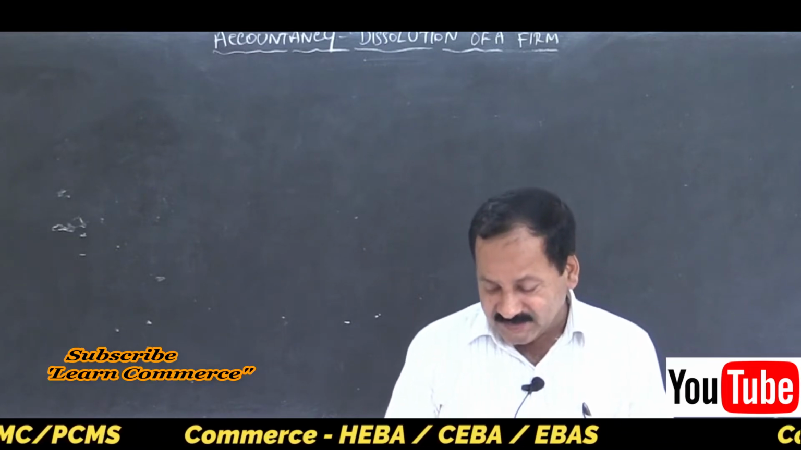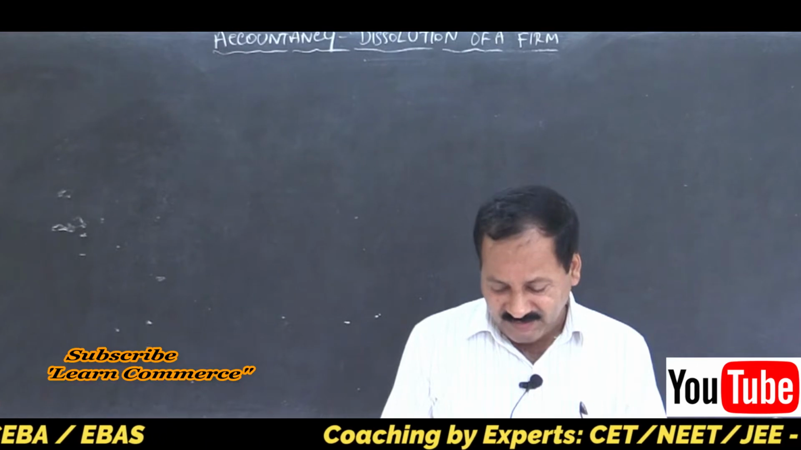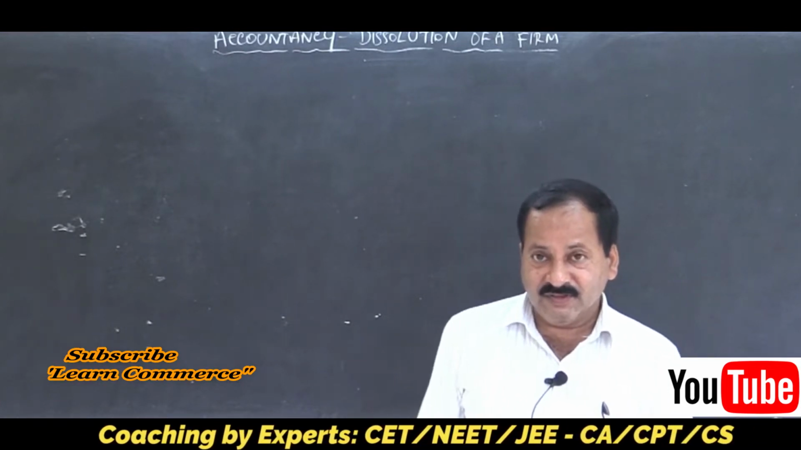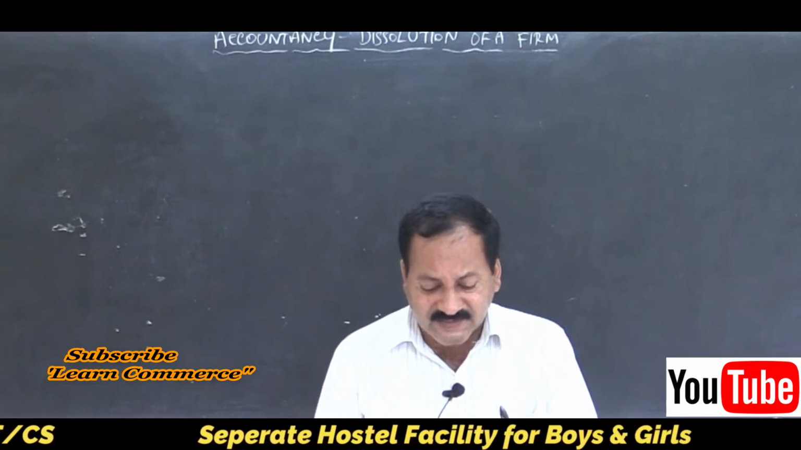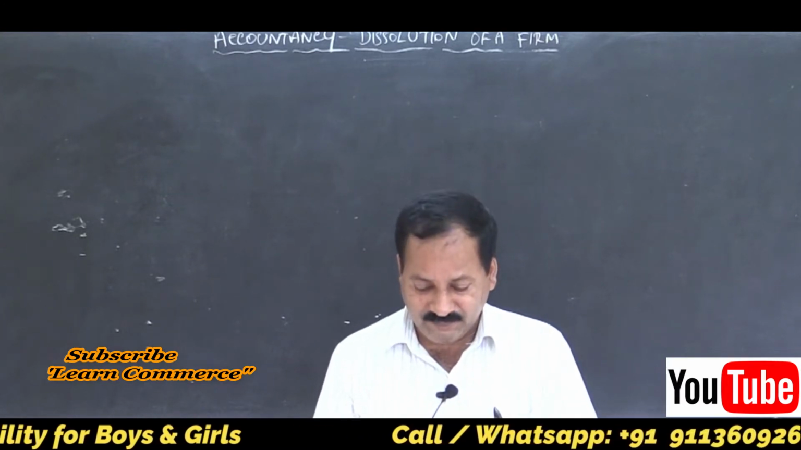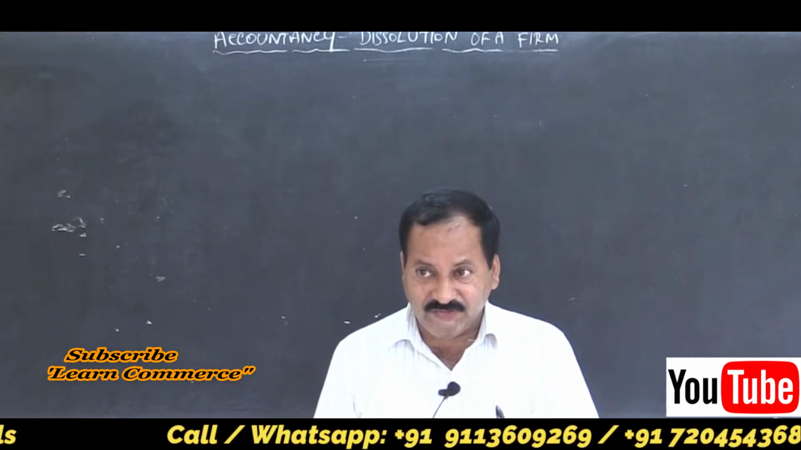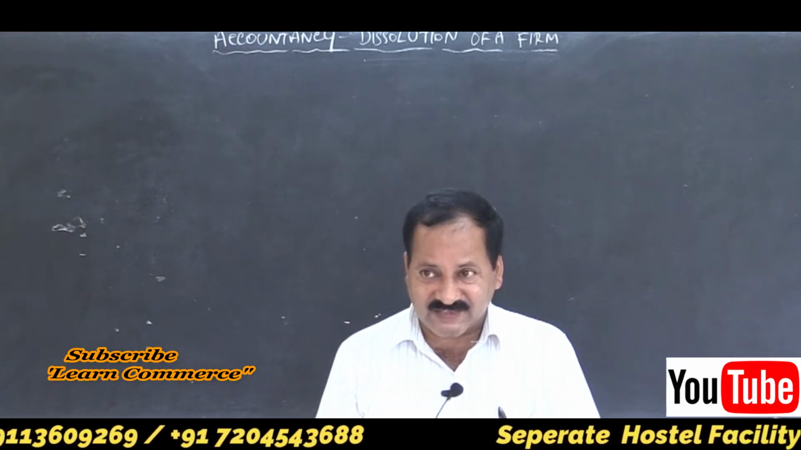Problem number 8, page number 72 of your question bank. I will read out the problem, analyze it, and then we will solve it. X, Y and Z are partners sharing profits and losses in the ratio of 3:2:1. Their balance sheet as on 31st March 2018 was as follows.